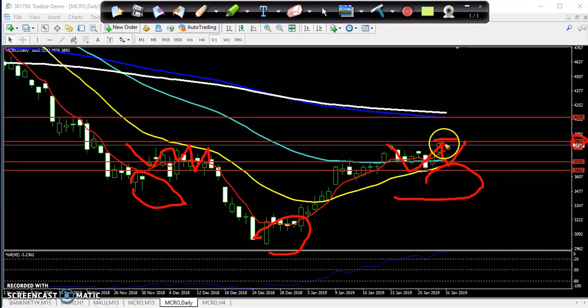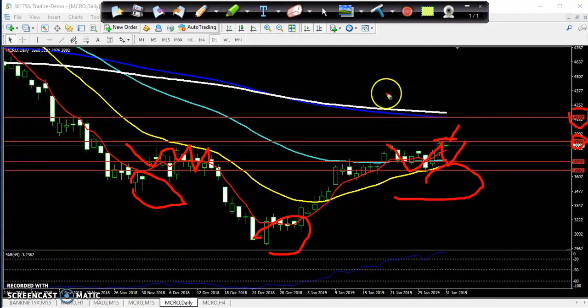3950 level. If it breaks this level, I'll start buying from this area, and my target will be around 4140. That is my next target.